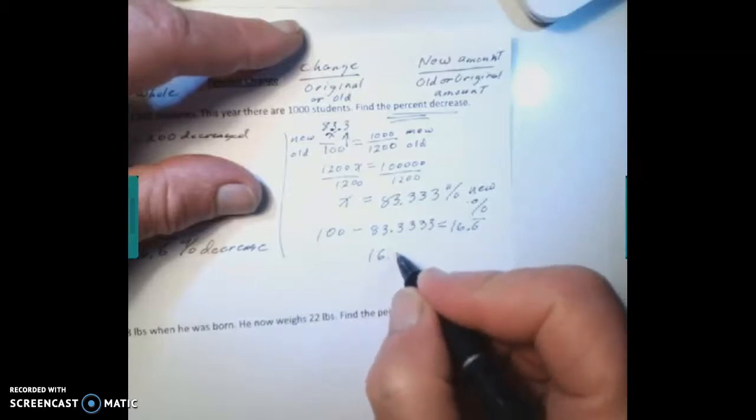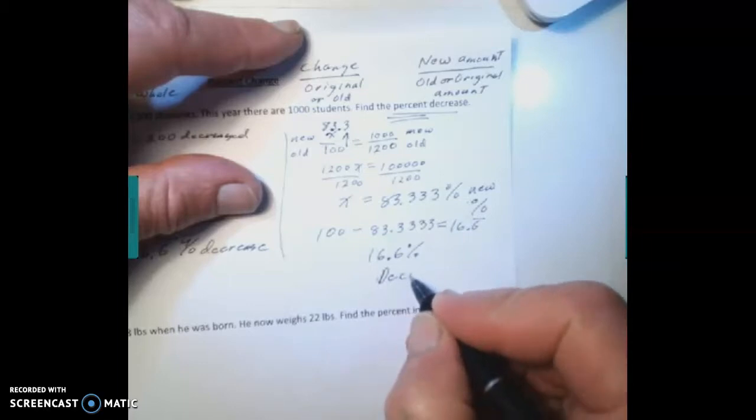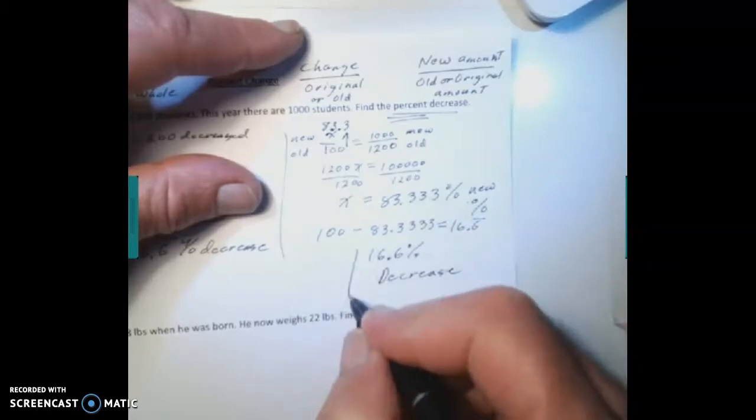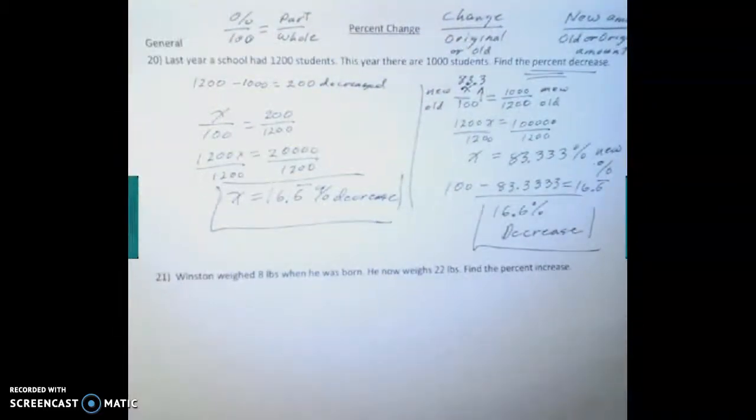And that is our answer. It is a 16.6% decrease. All right. I will go ahead and stop there.